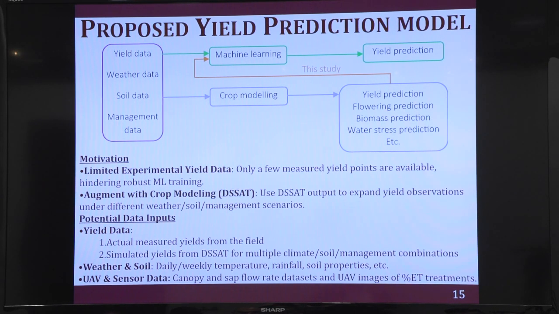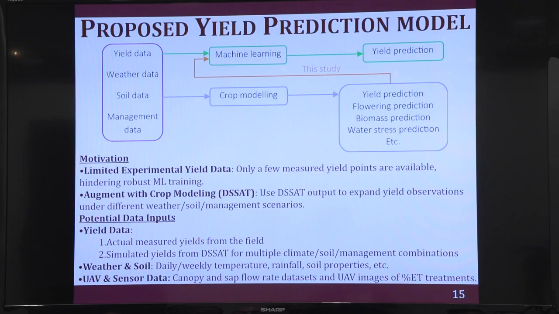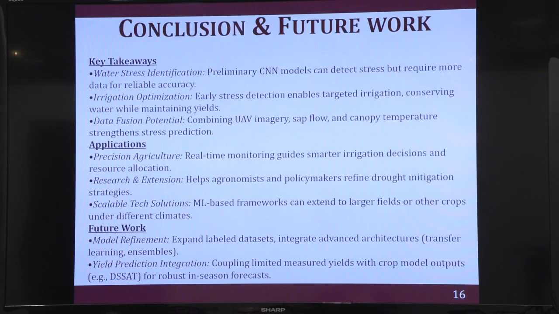Okay, there is a yield prediction model as well. So input data, machine learning model, and then the output is the yield prediction. Again, the limitation is there. And I think this is a very nice strategy of integrating crop modeling and machine learning to augment the data set. So the conclusion will be my key takeaways from my experience working in irrigation.